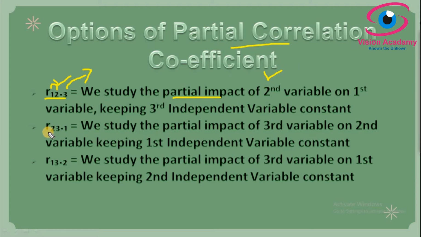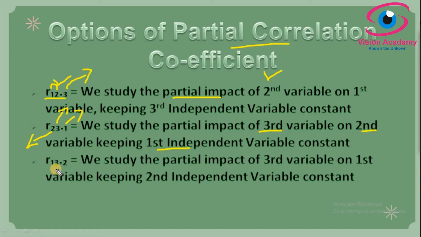In the case of the second option, that is R23.1, we will study the partial impact of the third variable, which is the independent variable here, on the second variable. So here the dependent variable is the second variable, and we keep the first independent variable constant. Here the first independent variable will be constant.